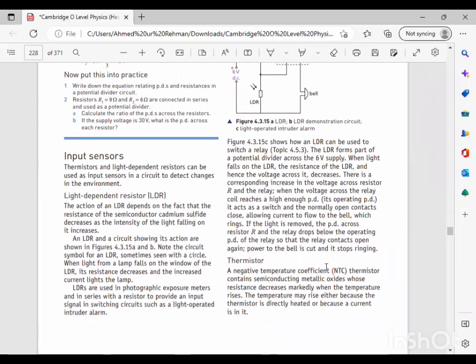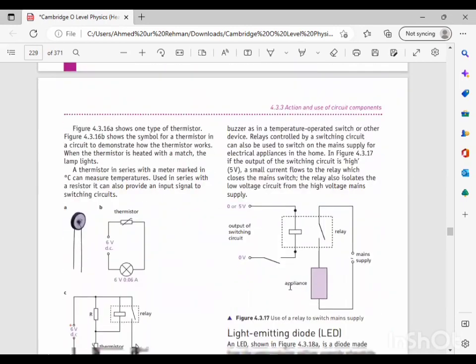Thermistor: a negative temperature coefficient thermistor contains semiconductor metallic oxides whose resistance decreases markedly when the temperature rises. Why has it specified negative temperature coefficient? Because you also have a positive temperature coefficient. There are two types of thermistors. For a positive one, resistance increases with increasing temperature, but for a negative one, resistance decreases with increasing temperature. That's why.